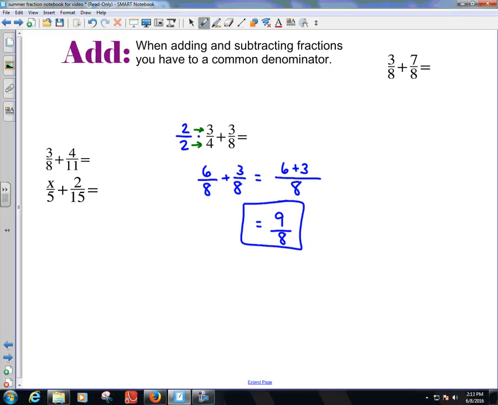Now, 9 is odd and divisible by 3 and 1 and 9, and 8 is even and divisible by 1, 2, 4, and 8. Aside from the number 1, there's nothing that divides evenly into both of those numbers. My fraction is in its most reduced state. So my final answer for this is 9 over 8.